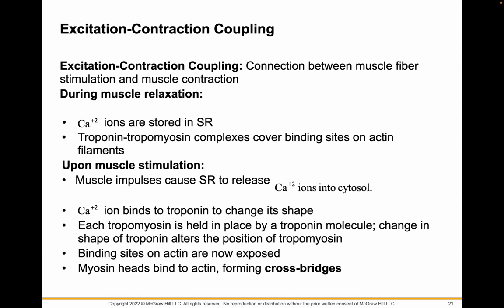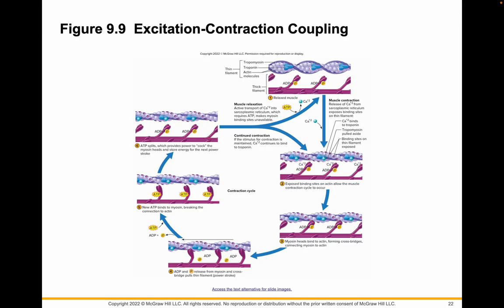Okay, let me see. So I told you that the action potential is going to move down a T-tubule, and that's going to cause calcium ions that are stored in the sarcoplasmic reticulum to be released. What's going to happen is these calcium ions are going to interact with the troponin and the tropomyosin complex. When the calcium binds to the troponin, it changes shape, which moves the tropomyosin off of those binding sites, and then the myosin heads can bind to actin, forming a cross bridge.